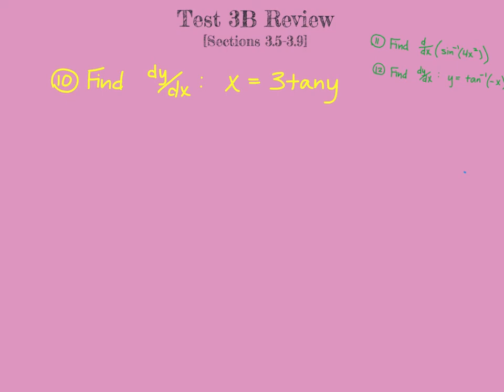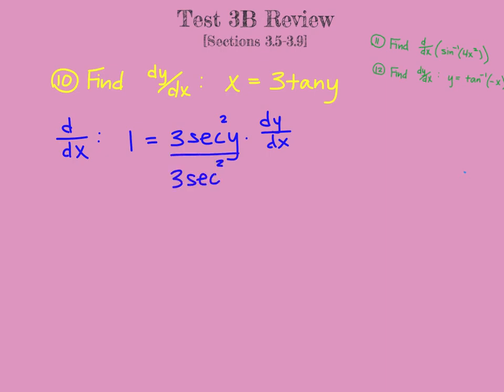In problem 10, we again want to find dy/dx of this implicitly defined function. So to find the derivative with respect to x of each term, the derivative of x with respect to x is 1 equals the derivative of 3 tangent y with respect to x, which is 3 secant squared of y times the derivative of y, our inside function using the chain rule, which is dy/dx. So we want to solve for dy/dx, so we need to divide both sides by 3 secant squared of y.